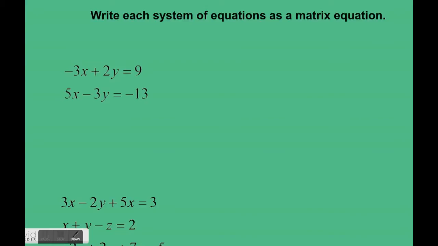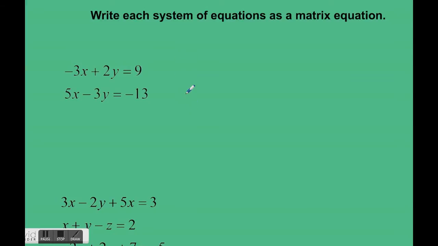Systems of equations can also be used to set up matrix equations, and vice versa. Let's look at our first example. We're going to rewrite the system of equations, negative 3x plus 2y equals 9, and 5x minus 3y equals negative 13, as a matrix equation.